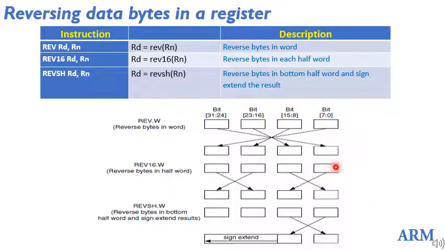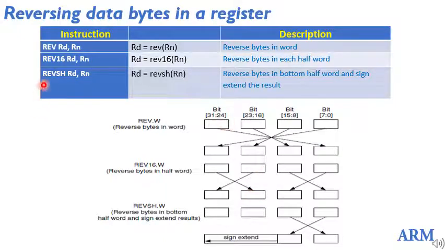That is, here the lower byte of the lower half word will be moving to the upper byte of the lower half word. That is, bit number 0 to 7 will be moving to bit number 8 to 15 in the destination register, and they are just exchanged, and bit number 8 to 15 will go to bit number 0 to 7. Same here in the upper half word. Bit number 16 to 23 will go to bit number 24 to 31, and bit number 24 to 31 will go to bit number 16 to 23.